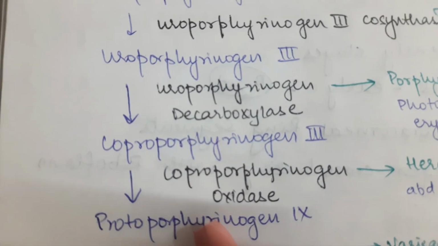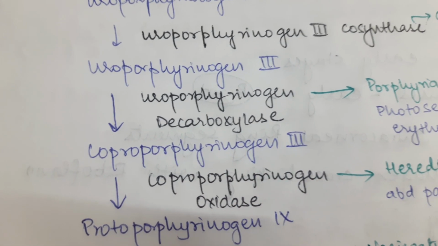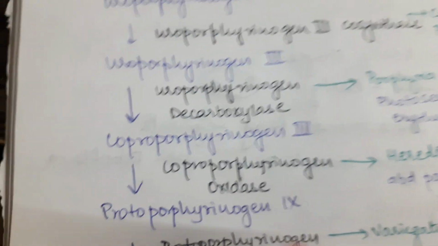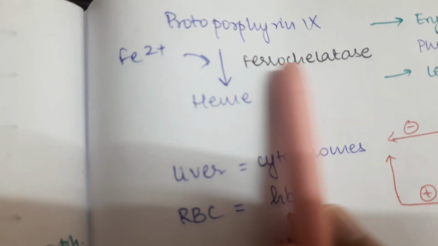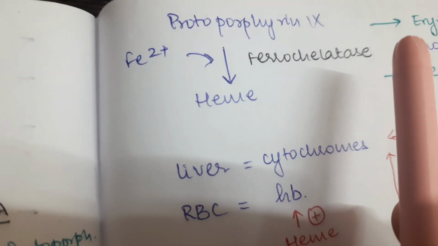Coproporphyrinogen 3 becomes protoporphyrinogen 9 in the presence of the enzyme coproporphyrinogen oxidase. Now protoporphyrinogen 9 will become protoporphyrin 9 in the presence of the enzyme protoporphyrinogen oxidase, and in the final step protoporphyrin 9 is converted to heme in the presence of the enzyme ferrochelatase, and in this step iron is added to the porphyrin ring. After looking at the chain of reactions involved in the synthesis of heme, now let us look at the porphyrias that arise due to the deficiency of the particular enzymes.